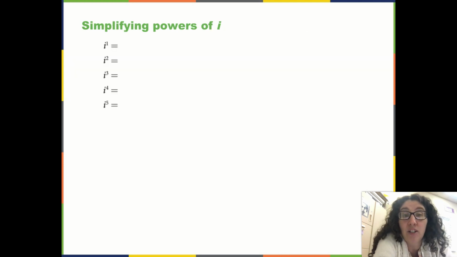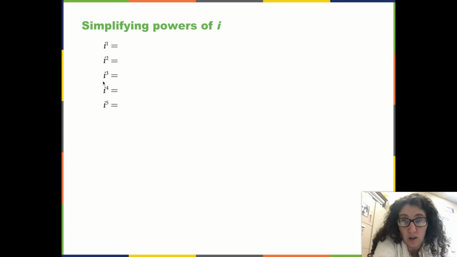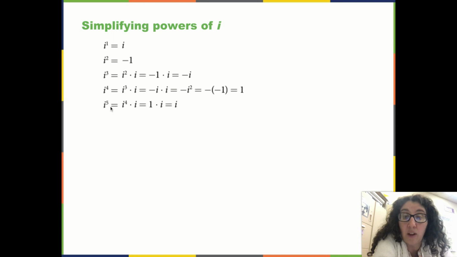All right, so the last thing to talk about is simplifying powers of i. So let's just think about what this would be. i to the first power is just going to be i. i squared is negative 1. What's i cubed? Well, it's going to be negative 1 times i, so negative i. How about this one, i to the fourth? It's going to be i squared times i squared, so negative 1 times negative 1, which would just be 1. And i to the fifth, we could think of as i to the fourth times i.